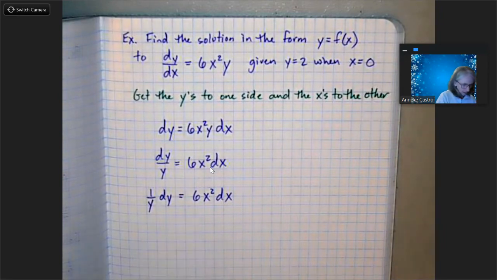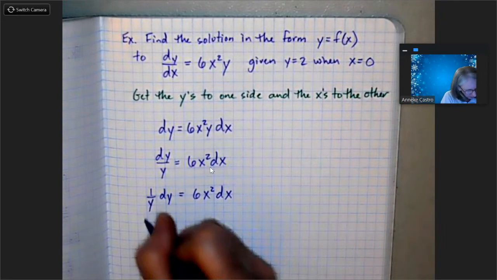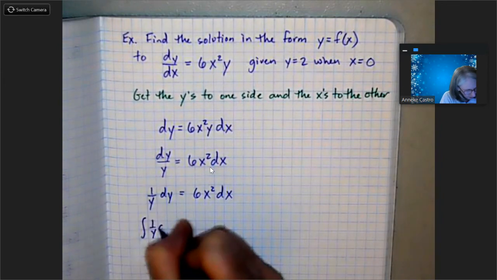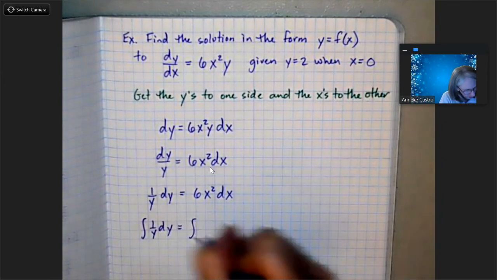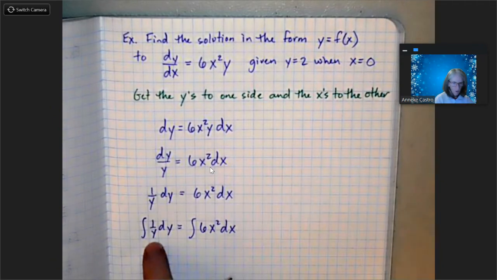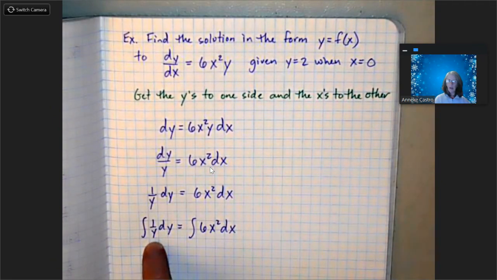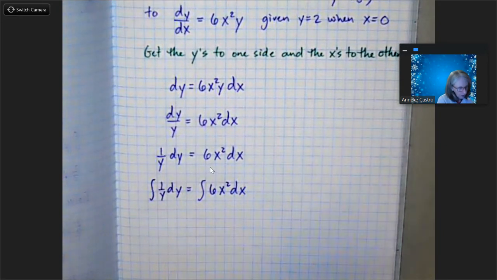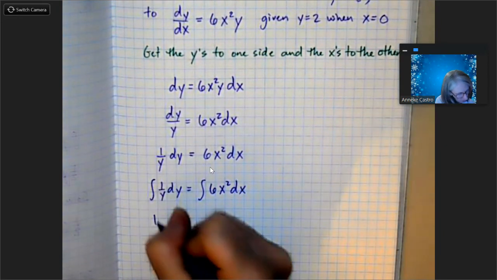All right, so now we're ready to integrate this. We're going to integrate 1 over y dy is equal to the integral of 6x squared dx. So 1 over y, if you don't remember what that is, we actually did it in the warm-up. If you look back at how we did the warm-up, when you integrate it, that is equal to the natural log of y.